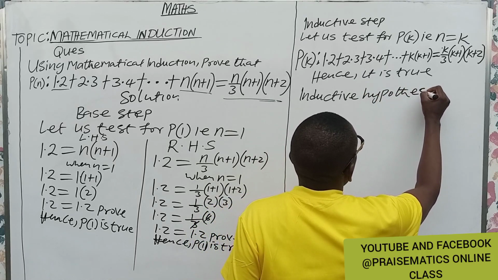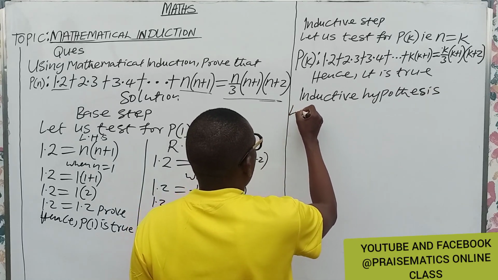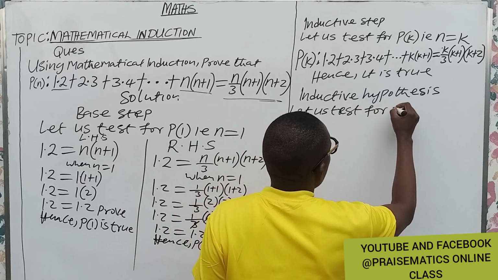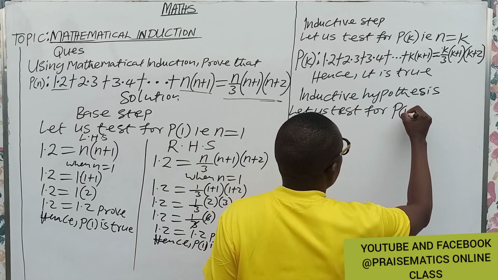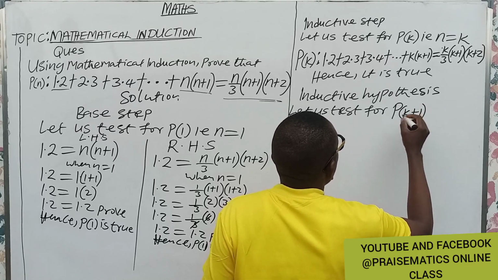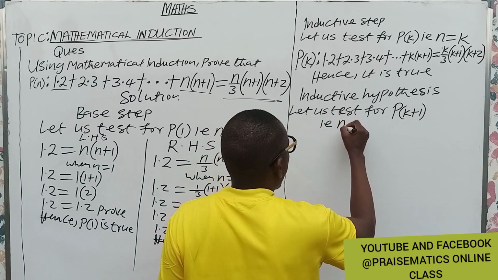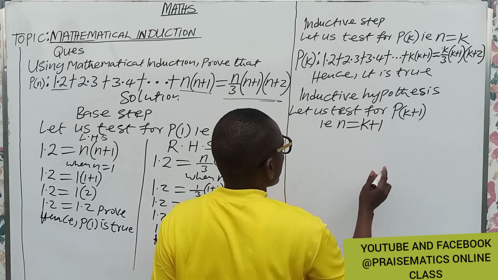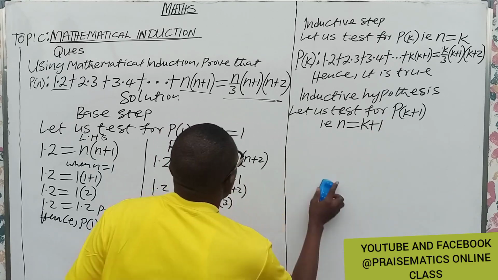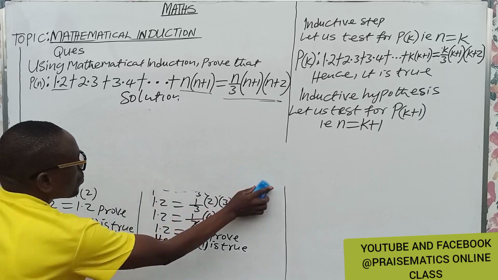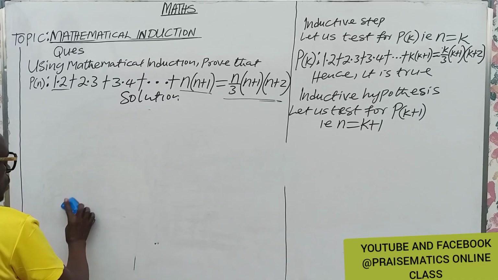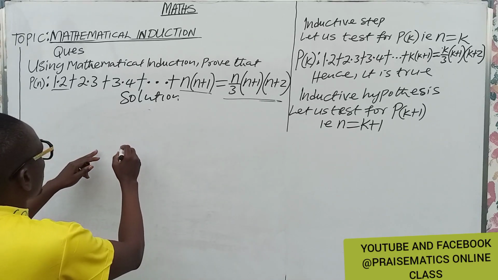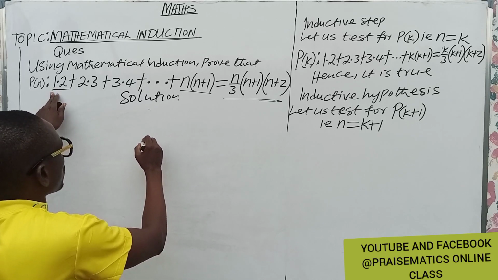Now, the final case, that is step 3, which is the inductive hypothesis. Now let us test for P of k plus 1, that is n equals k plus 1. Now let's go. If n equals k plus 1, let's substitute here.